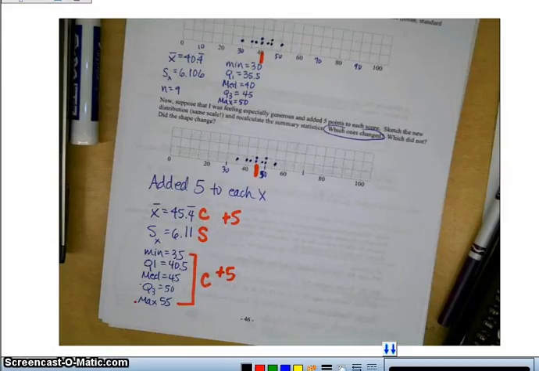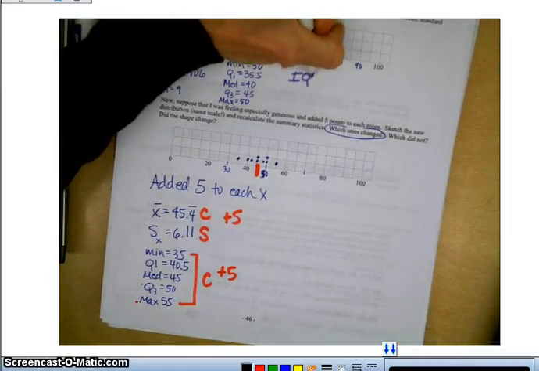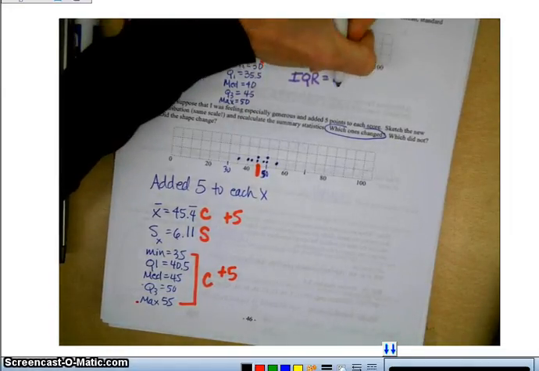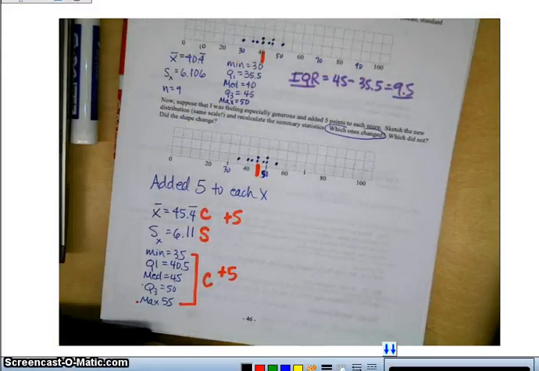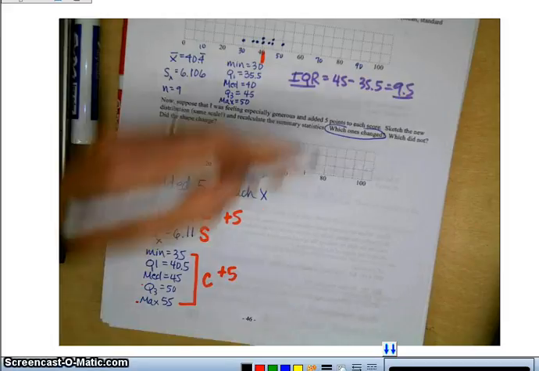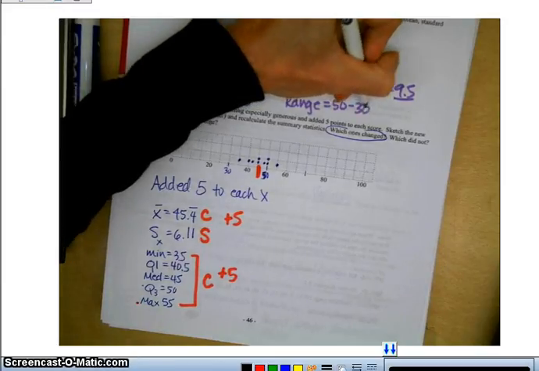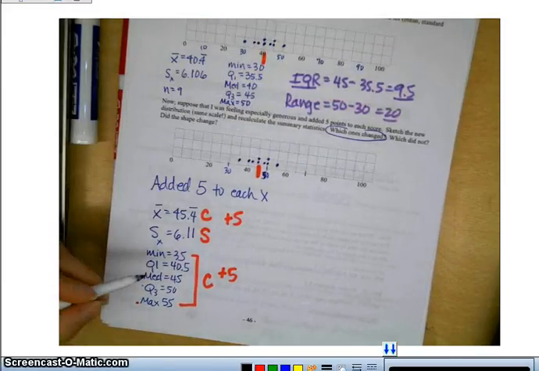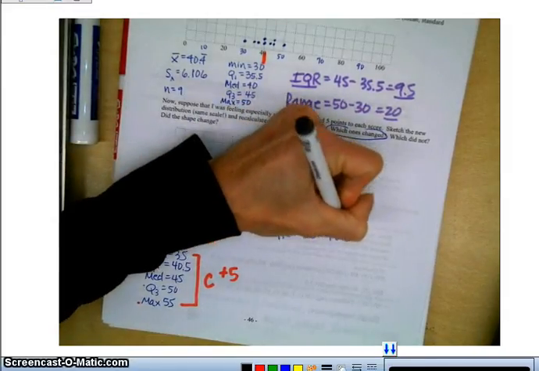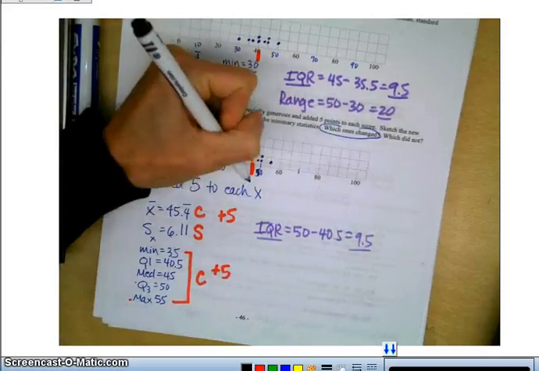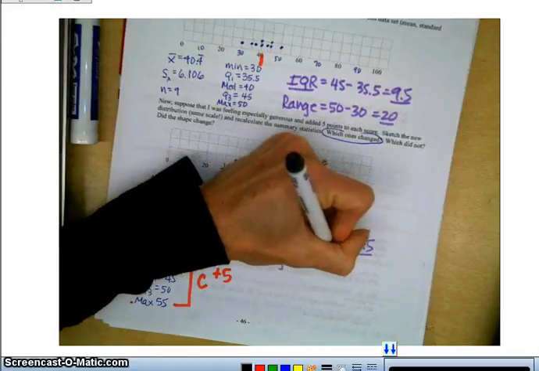Okay, now a couple of things that we haven't yet found. The IQR, so let's now find the IQR for up here. The IQR is 45 minus 35.5, or 9.5. So the IQR for our first group of data is 9.5. The range is 50 minus 30, or 20. So now let's find the IQR here. The IQR is 50 minus 40.5. It is still 9.5. And the range is 55 minus 35, or 20.